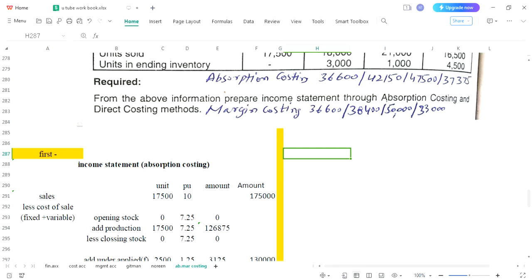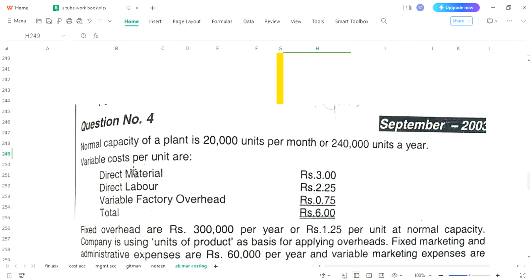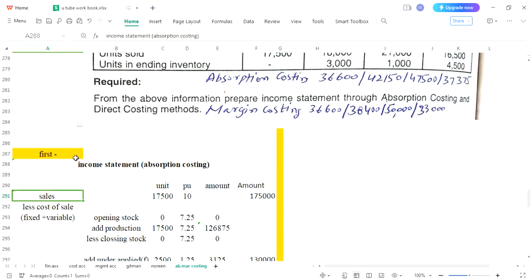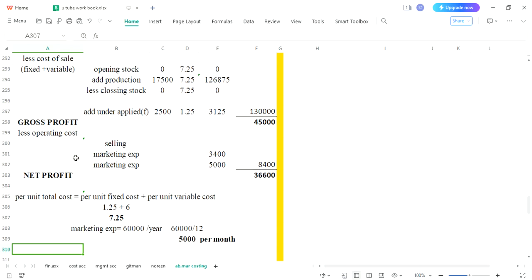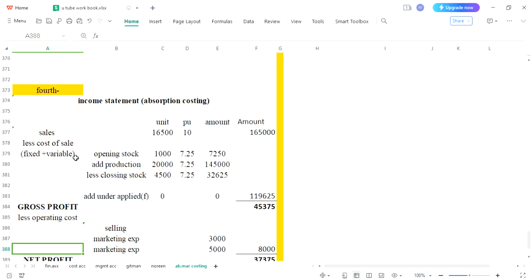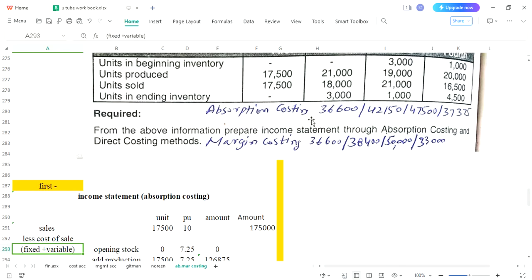Today's target is to solve question number 4. As you have in your mind, the first part of this question was completed, and all the absorption costing answers we had already solved. Here there was the first answer, then you completed your second statement, then the third statement, and then the fourth statement, and all related answers to absorption costing were completed.